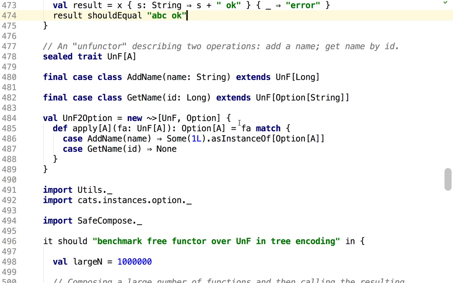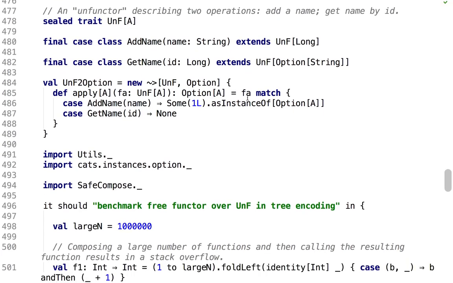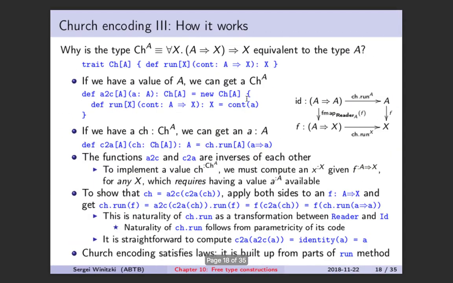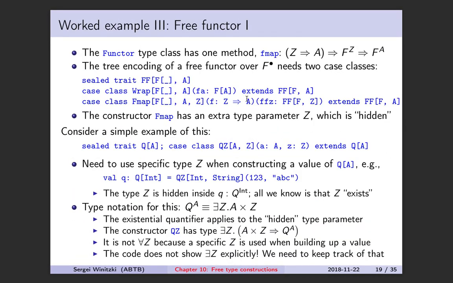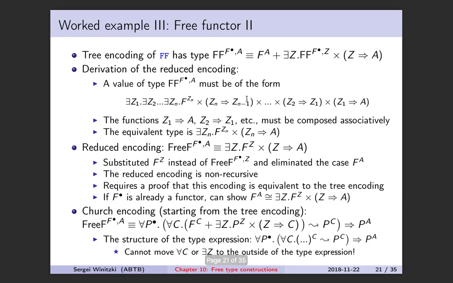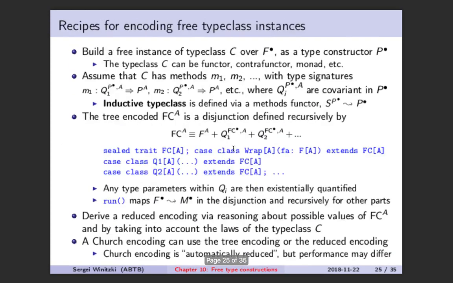So let us now look at the functor. I already showed how the free functor is implemented, and I derived the tree encoding and the reduced encoding. And then I started to talk about the charge encoding, and that actually was so complicated that we had to go much slower through all the parts that are required. So let's now look at the code for the free functor.